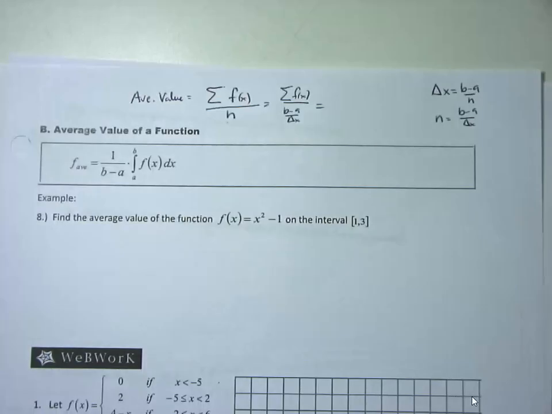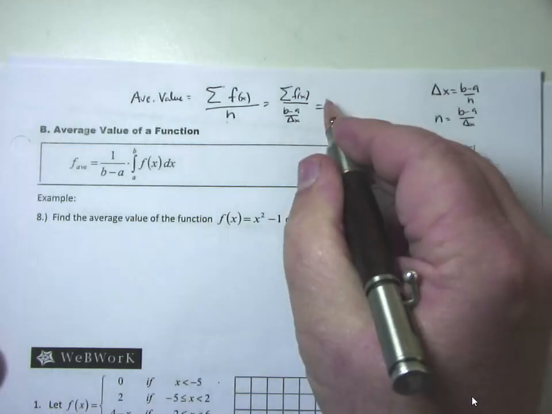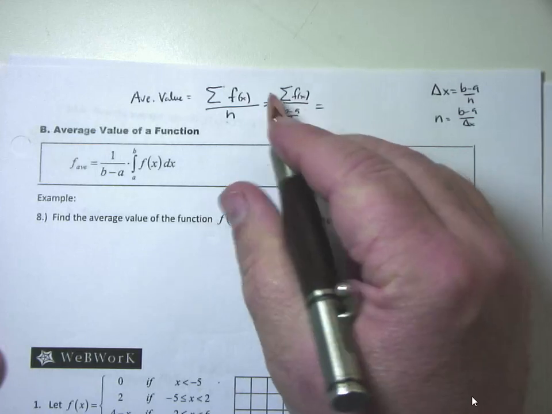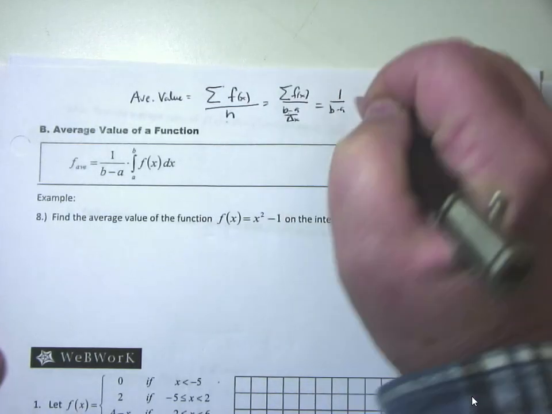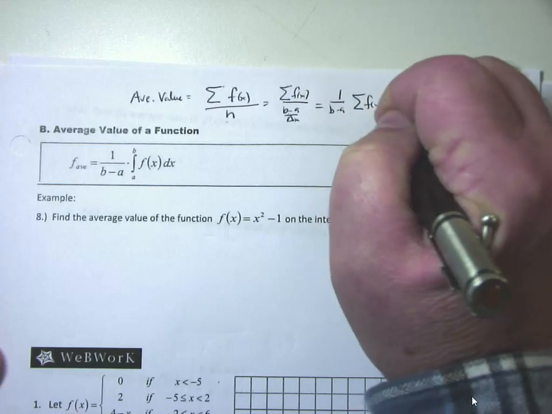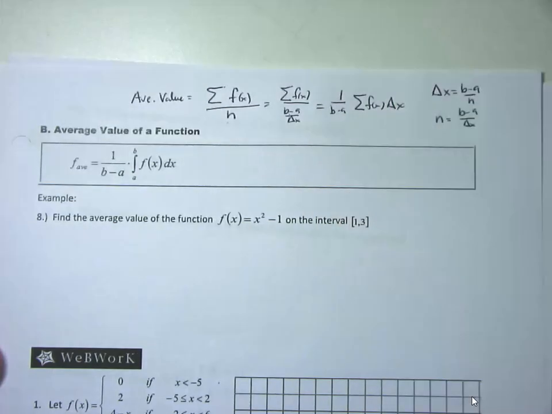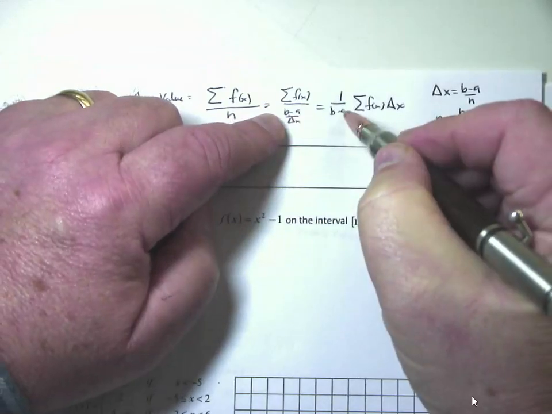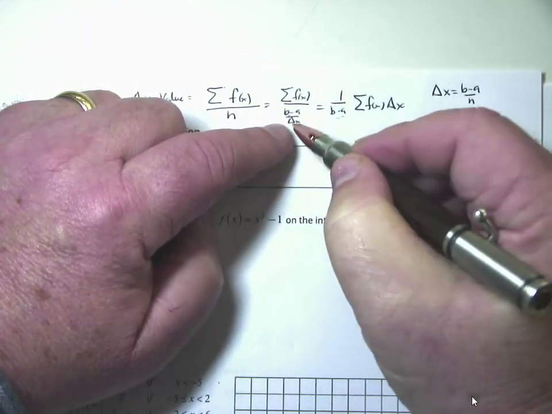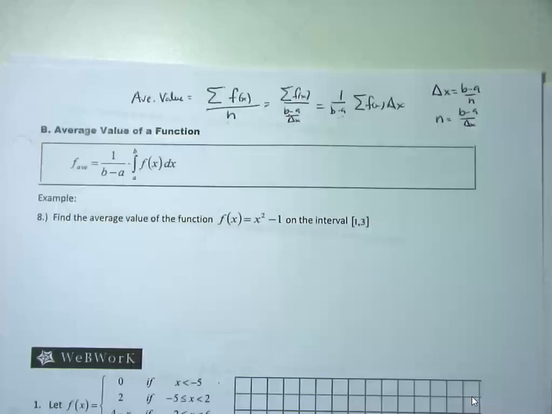But I don't like dividing by a fraction. When I divide by a fraction, I invert and multiply. I'm going to put the delta x in the back, and the b minus a in the front, but it's going to be on the bottom. So this would be 1 over b minus a times the sum of f of x delta x. All I did was flip it, and the b minus a is on the bottom. I just put it out front as a constant, 1 over b minus a, and the delta x flips up to the top.